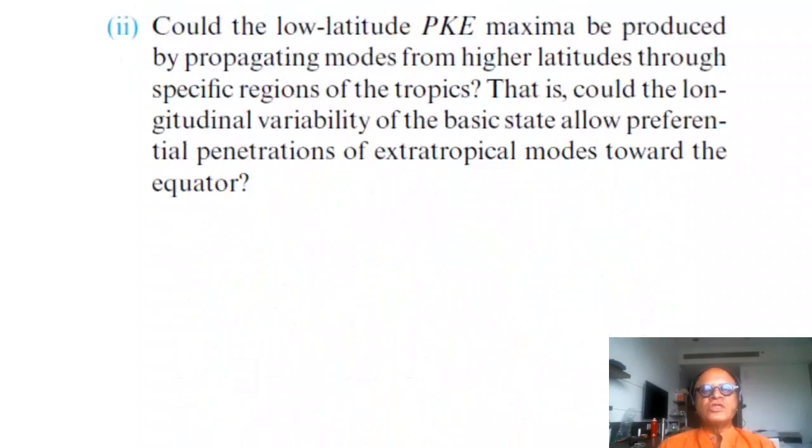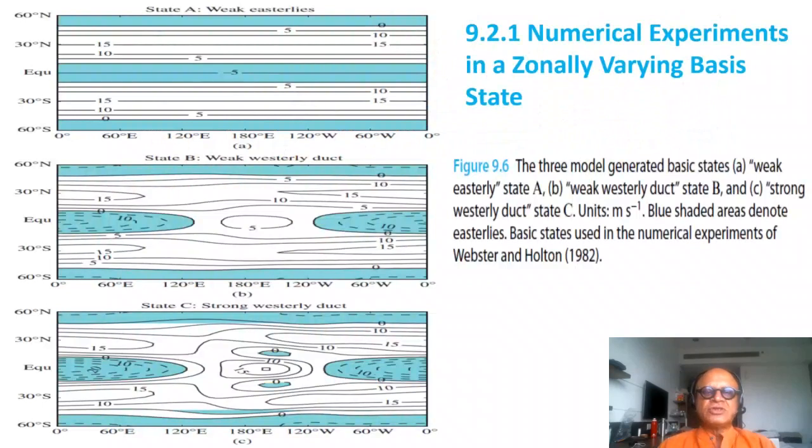Okay. Could the low latitude potential kinetic energy maxima be produced by propagating modes from the higher latitudes through specific regions of the tropics? That is, could the longitudinal variability of the basic state, which we just saw, allow preferential penetration of extratropical modes toward the equator? So now the physics we looked at before hopefully makes more sense after we looked at this potential kinetic energy. So we'll do some numerical experiments in a zonally varying basic state to see these things.